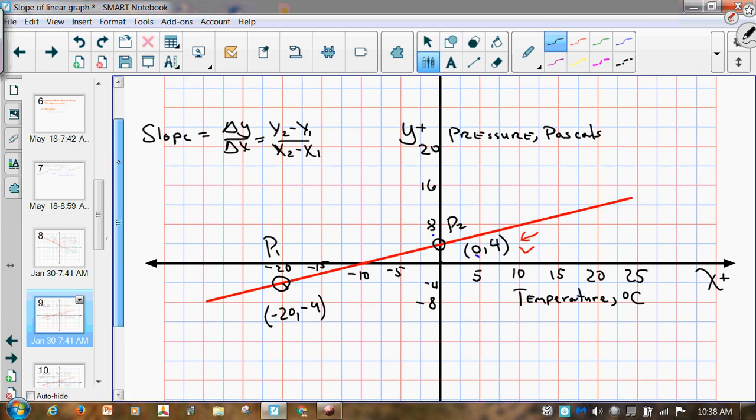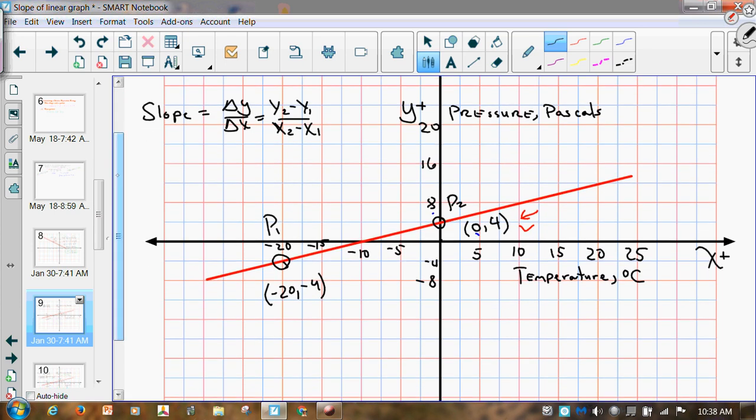So let's take a look at a graph that we have already seen. This is the graph that we looked at that related the dependent variable pressure to the independent variable temperature. And we had already picked out 2 points when we first went over slope. Point 1 being down here at the lower left at -20, -4, and point 2 being on the y-axis at the x value of 0 and the y value of 4. Okay, and our slope calculation is up here on the upper left.